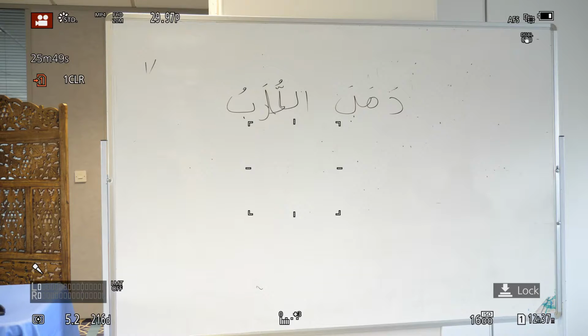Baridan or laysa al-ma'u. Good. Now I want you to make it into a jumla ismiya. So you start with al-ma'u bibaridin. Good. And then al-ma'u laysa bari. Then good.